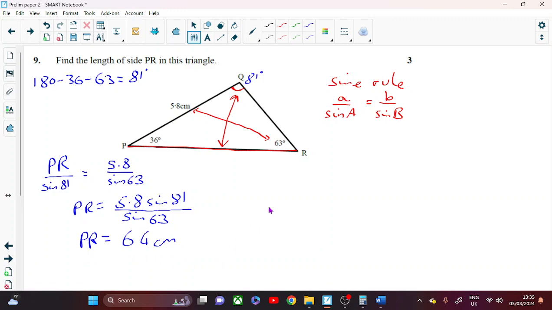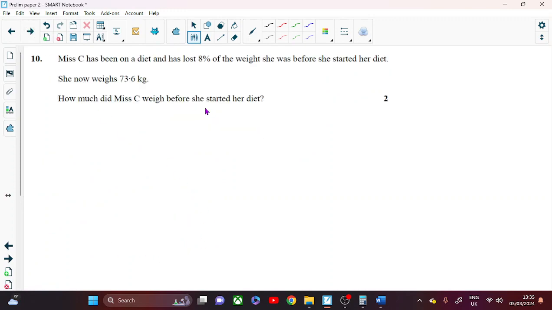Okay, there's a point for recognizing the sine rule and putting in the numbers in the right place. There's a point for recognizing that you need to find the 81 degrees before you can do that, and there's a point for your final answer.